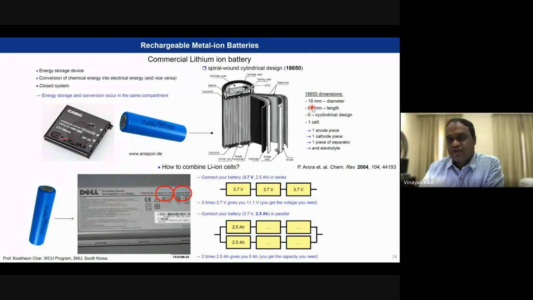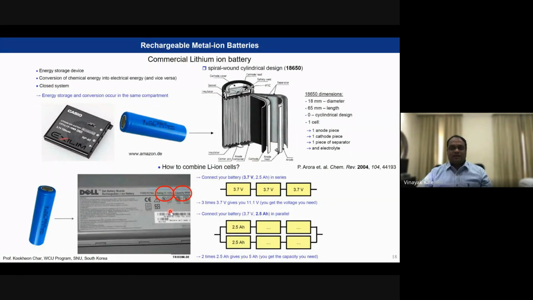Like for the first two digits, 18 is the diameter of the cell in millimeters, 65 is the length of the cell, and 0 is the cylindrical design number. So that's why it's combined. It is called an 18650 cell.